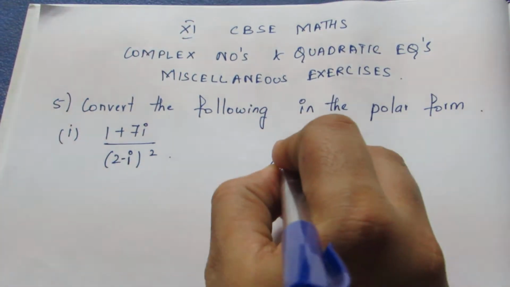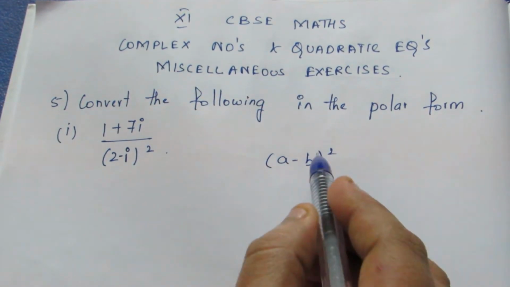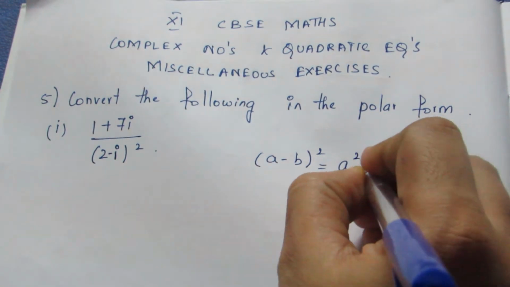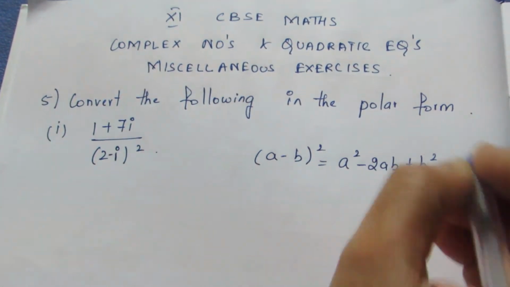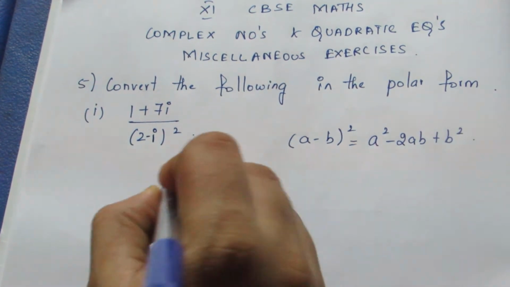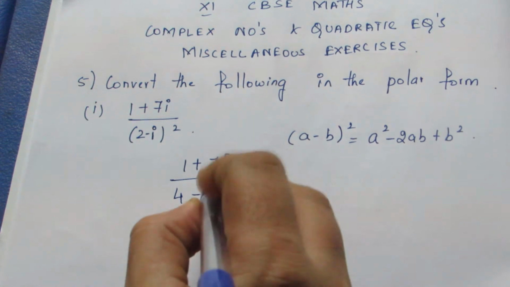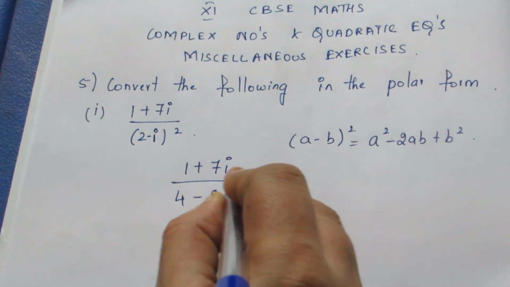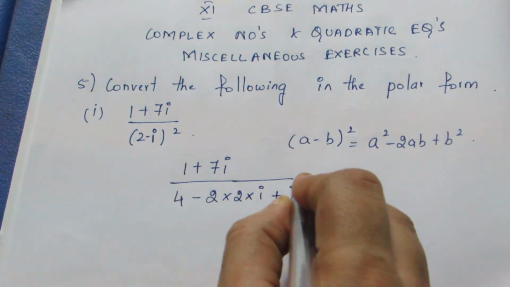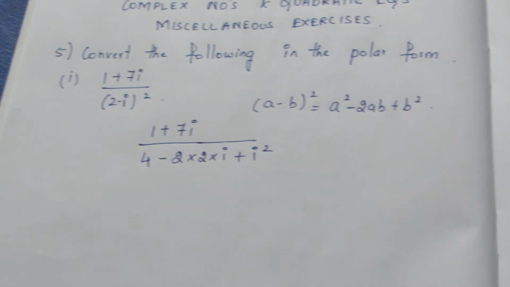It is in the form of (a minus b) the whole square. If it is in this form, it is not just a square and b square. We need to solve it by the identity, which is a square minus 2ab plus b square. So I am going to use it here. Here (1 plus 7i) by a square is 2 square, that is 4, minus 2 into a, which is 2, into b, which is i, plus i square. We know that i square is minus 1. Just substitute the value here.